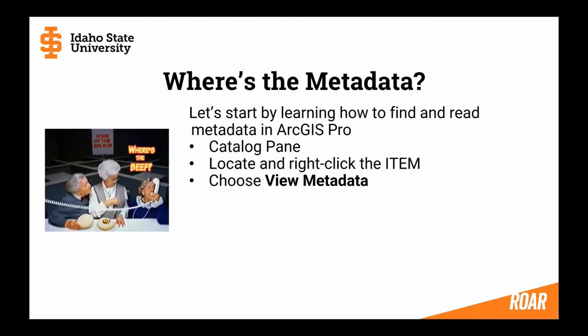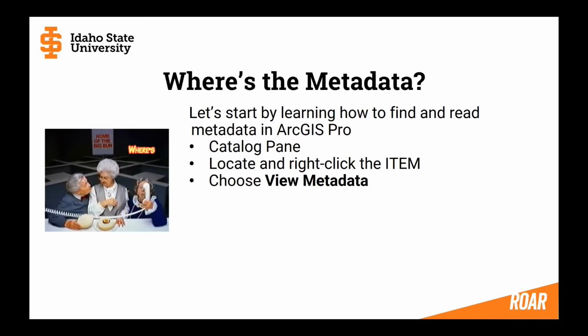So what we need to do there, and there's some ArcGIS Pro jargon here, we need to open the catalog pane. Everything is referred to, it seems like, as a pane, P-A-N-E, in ArcGIS Pro. And we're going to locate the item that we're interested in, maybe a buildings layer. We'll right-click on that item, and then we'll choose to view the metadata.